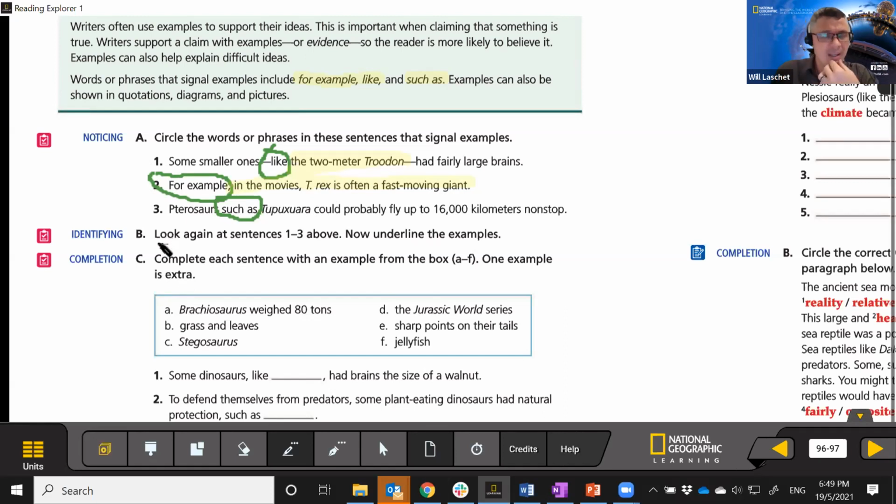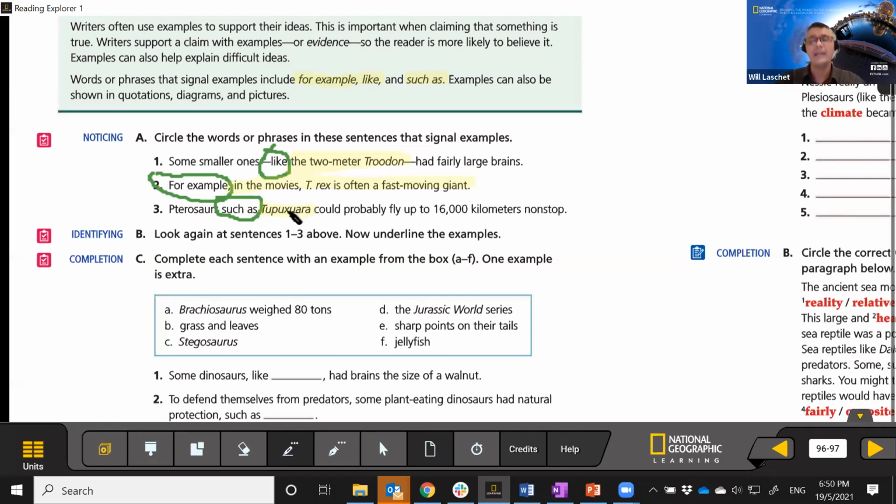And the last one, pterosaurs such as. Here the point was that pterosaurs could fly. And it's saying, such as Tupuxuara, could probably fly. And this bit here, we could remove from the sentence and the sentence would still make sense. Pterosaurs could probably fly up to 16,000 kilometers. So there we go. We've got this nice activity where we're identifying the signal word and then highlighting the evidence.